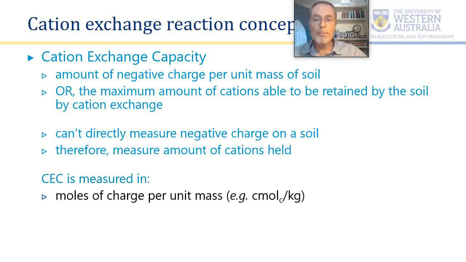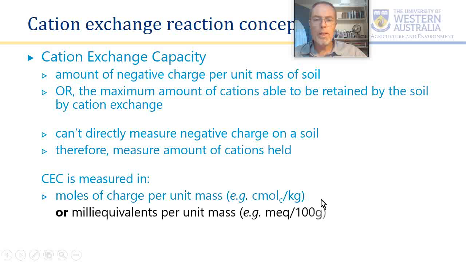So we measure cation exchange capacity in moles of charge per unit mass, and the unit that we're using is centimoles of charge per kilogram. And that is really for historical reasons because it's numerically equivalent to the old unit that we used to measure cation exchange in, which is milliequivalents, so millimoles of charge per 100 grams. Those two are numerically the same if you figure it out.